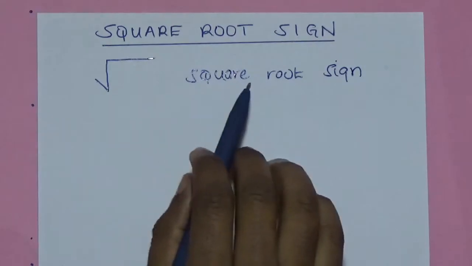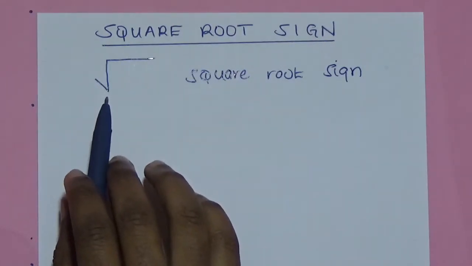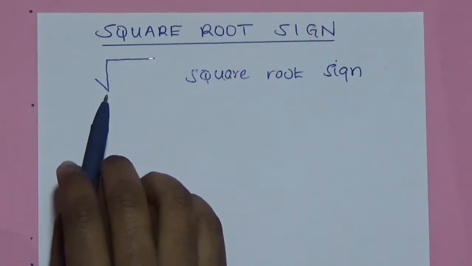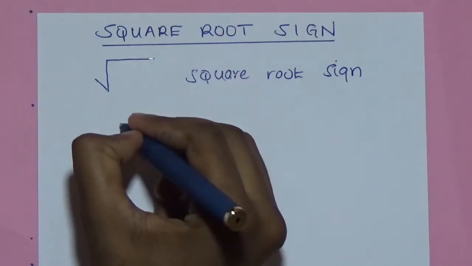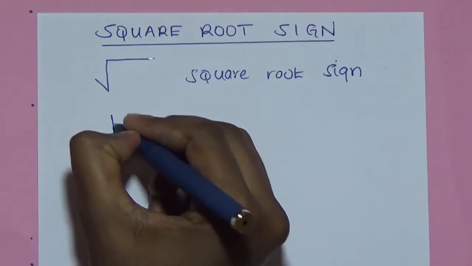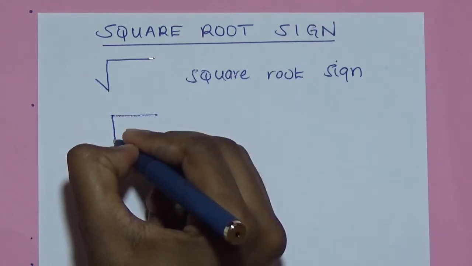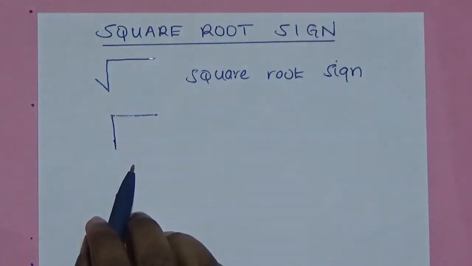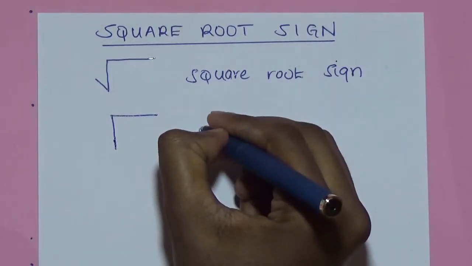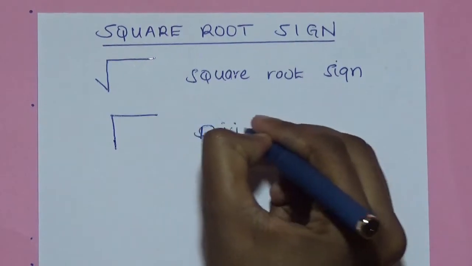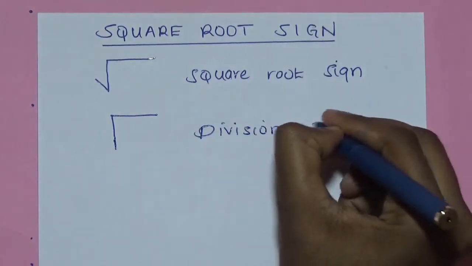We are going to have a look at how to use this sign. Now, I want you to understand something. We have a square root sign and we have a division sign. Many students will confuse the two. So this one is a division sign.